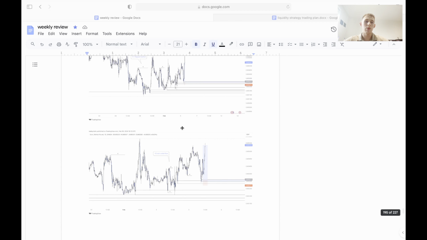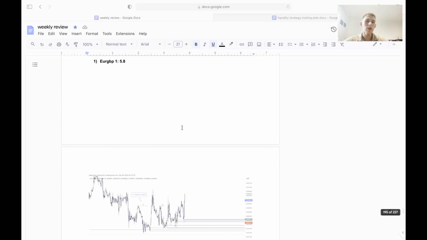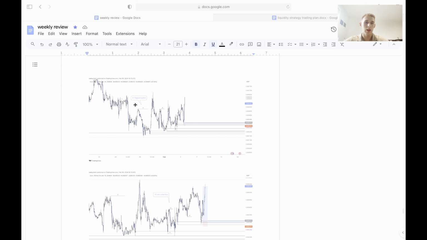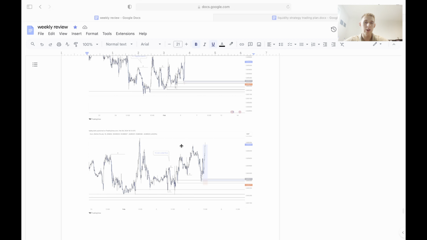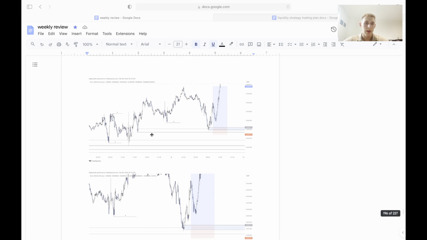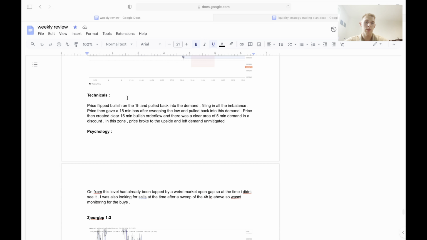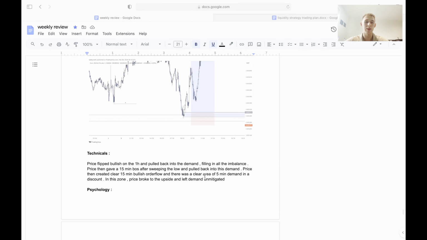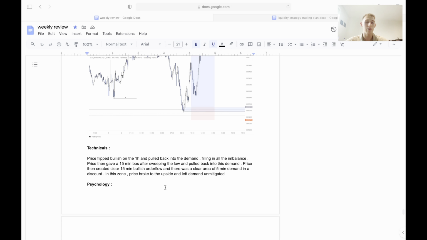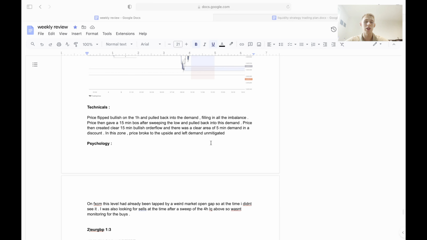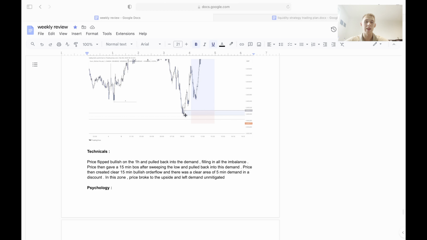Okay, so for example, here we have euro pound, screenshots of the trade on multiple different time frames. And then here we have the technicals. So price flipped bullish on the 1 hour and pulled back into demand, filling in the imbalance. Price then gave a 15-minute breaker structure after sweeping the low and pulled back into this demand. Price then created clear 15-minute bullish order flow, and there was a clear area 5-minute demand in a discount. And then in this zone, price broke structure to the upside on the 3-minute and then pulled back into demand once again.